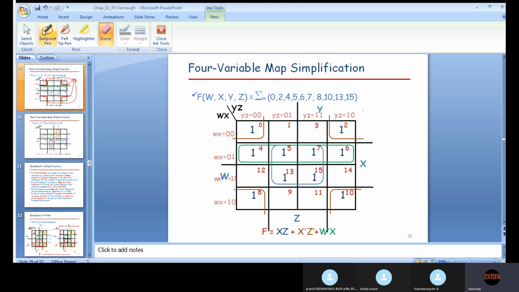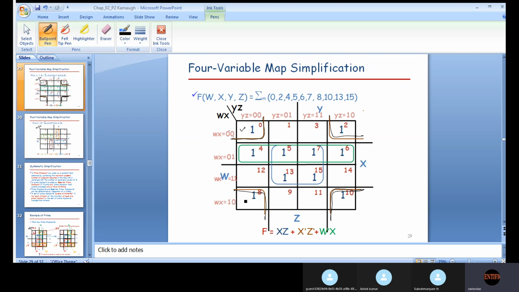Am I making you confused? You are not responding. So this is the first group I am taking. Okay, this is the first group I am taking. So in this first group, how can I write the logic equation? You see, the W is, what is this? Wx is equal to 0 0, and here Wx is equal to 1 0.